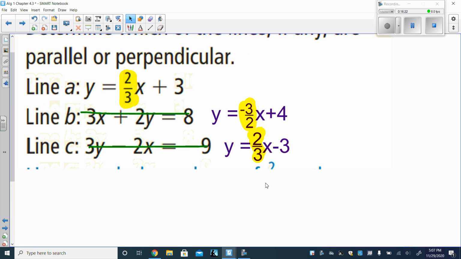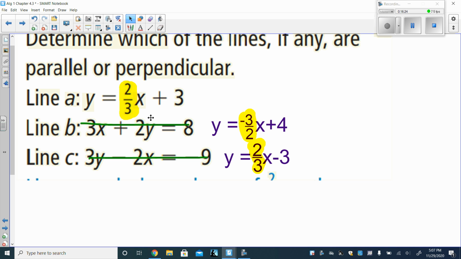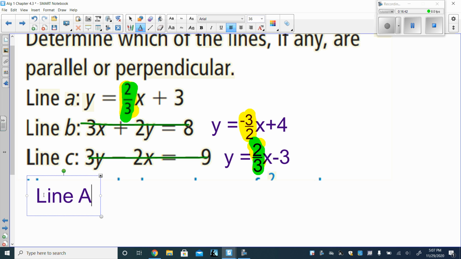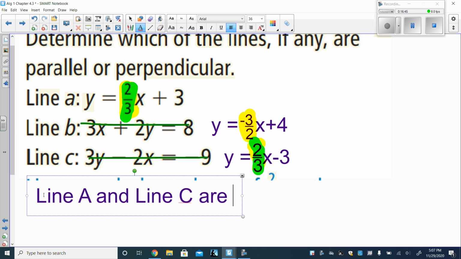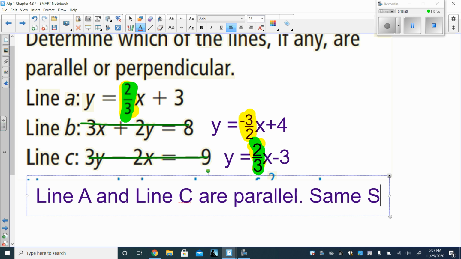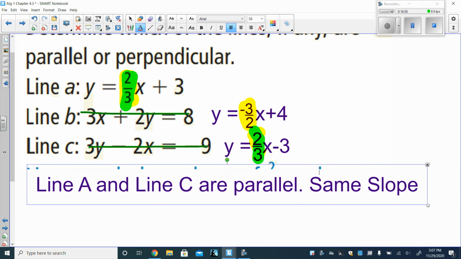So two lines are parallel if they have the exact same slope. So same numbers, same signs. Well, we do have two that are the exact same, because line A is 2/3 and line C is 2/3. So since those two have the exact same slope, it means that line A and line C are parallel to each other. Lines that have the same slope are parallel. And those two, out of these three, are the only two that are parallel because they're the only two with the exact same slope.